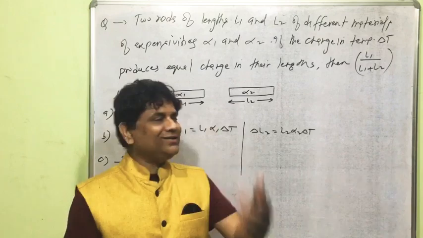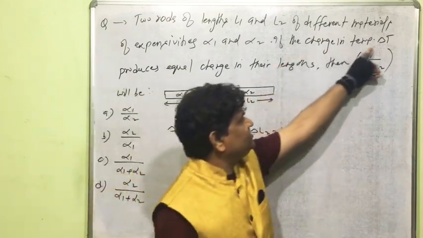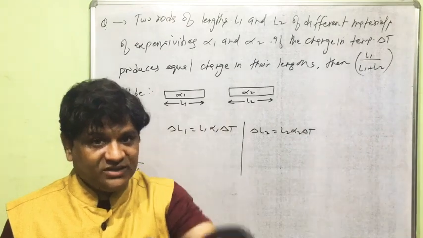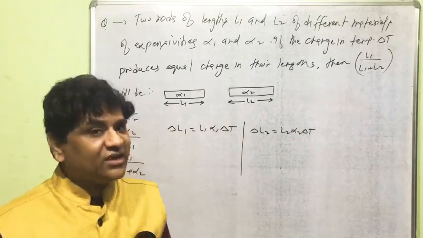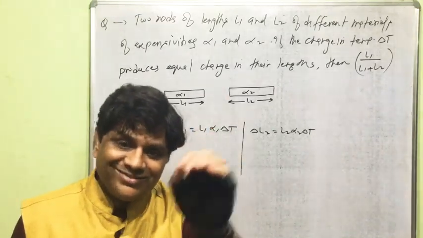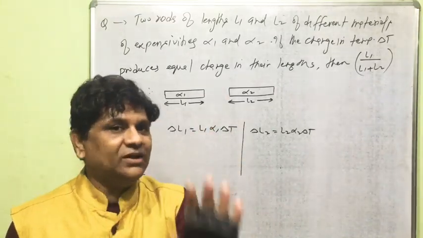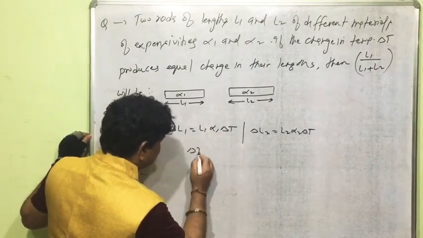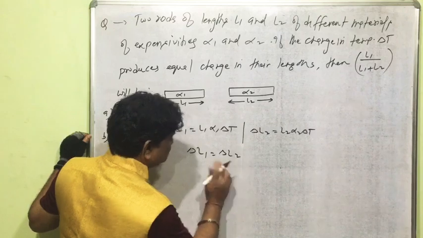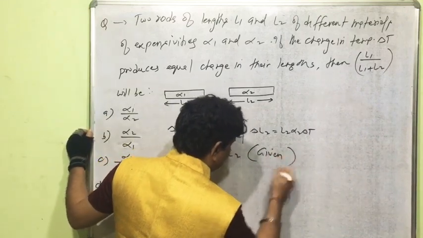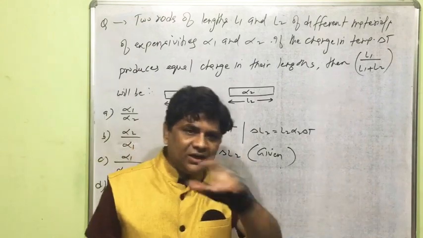Now, one more part is given in the question. If the change in temperature delta T produces equal change in their length, then the change in length of the first rod is equal to the change in length of the second rod. This is the given part of the question.